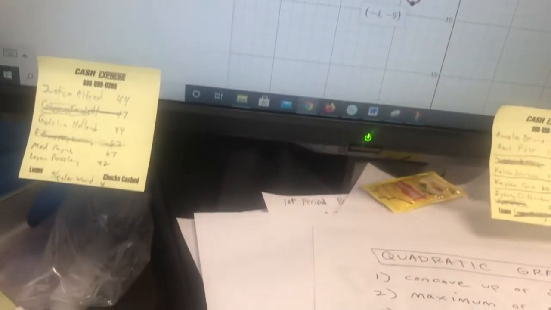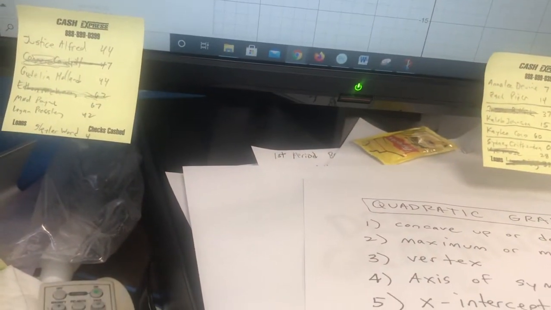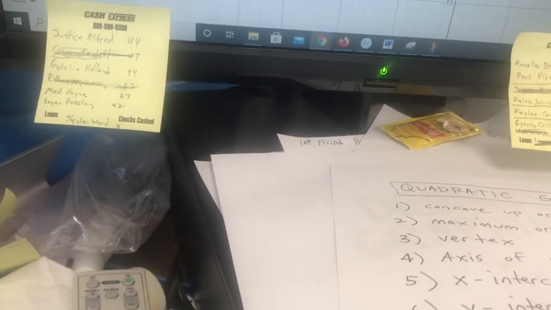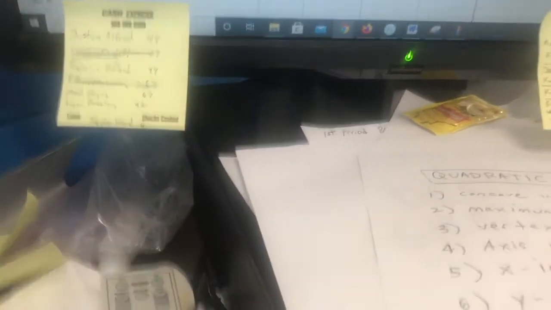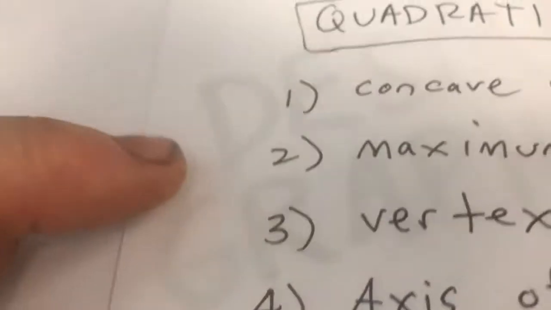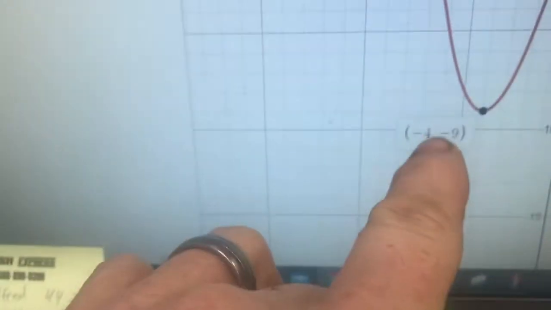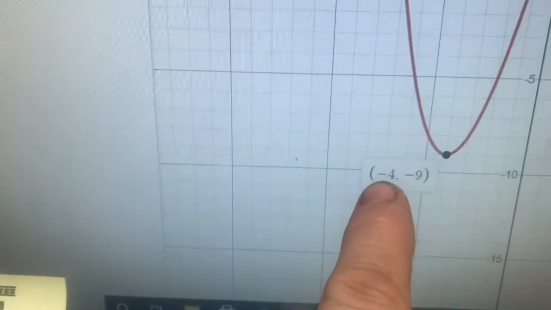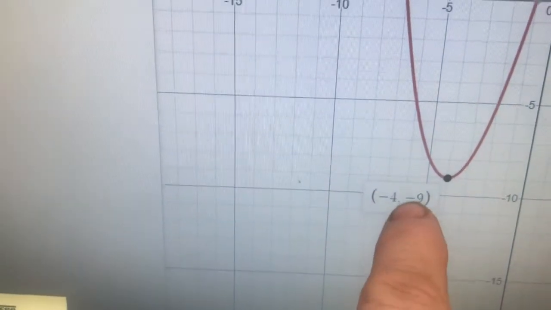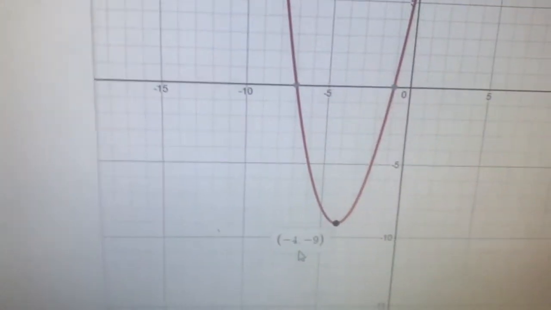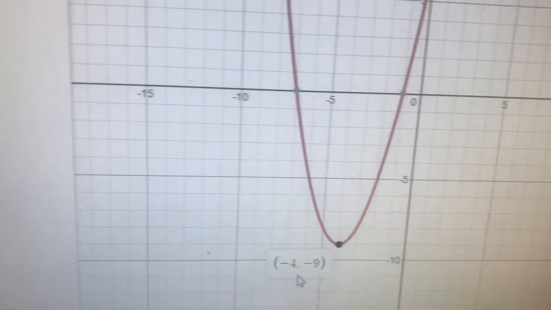All right, the axis of symmetry is this line that goes right down through the middle of this, which is x equals -4. All right, so this vertex right here tells you all 3 of these things. It tells you your maximum, your minimum, your vertex, and your axis of symmetry. There's your axis of symmetry right there, x equals -4. There's your minimum, y equals -9, and there's your vertex, -4, -9. Okay, so that took care of all 3 of those things.